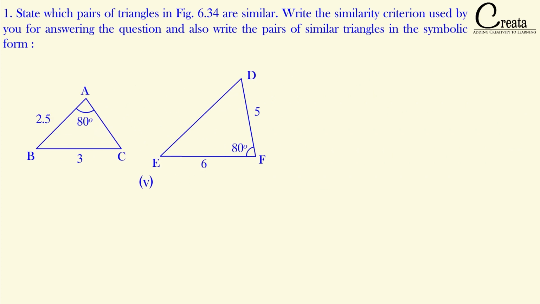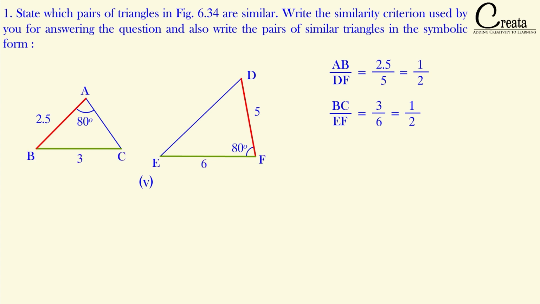Let's move to part number 5. Here triangle ABC and triangle DEF are given. One angle is given, 80 degree, angle A, and angle F has also 80 degree. Two sides are given, and in the second figure also two sides are given. Here 2.5 and 5 are basically 1:2, and 3 and 6 are again 1:2. So something it is matching.